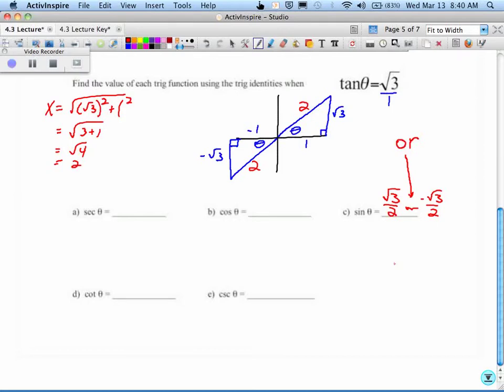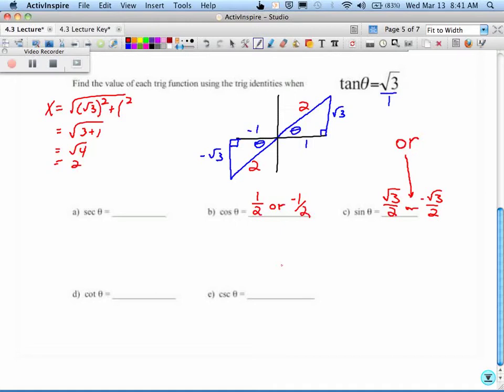Jeff, what's cosine? Cosine is adjacent over hypotenuse. Adjacent would be 1 over 2, or negative 1 over 2. It depends on which quadrant we're looking at, but in this case, it's either. Typically, we'll give you some clues later on that would say, just do it in the one quadrant. How about cotangent?